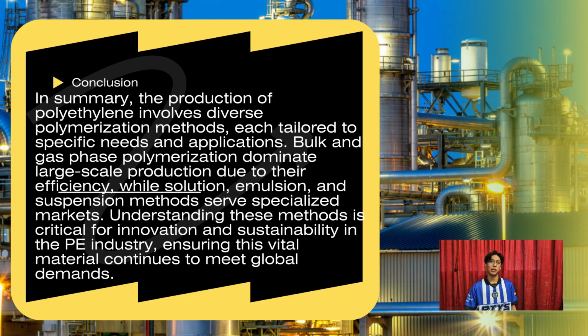In summary, the production of polyethylene involves diverse polymerization methods, each tailored to specific needs and applications. Bulk and gas phase polymerization dominate large-scale production due to their efficiency, while solution, emulsion, and suspension methods serve specialized markets. Understanding these methods is critical for innovation and sustainability in the PE industry, ensuring this vital material continues to meet global demands. I hope this video can help you understand how to produce polyethylene.